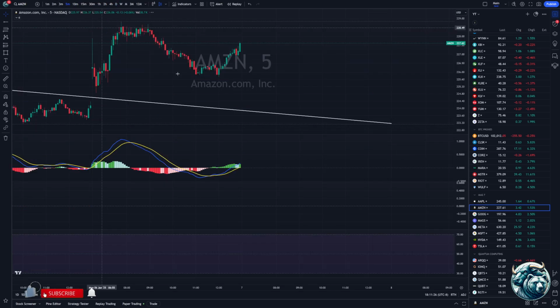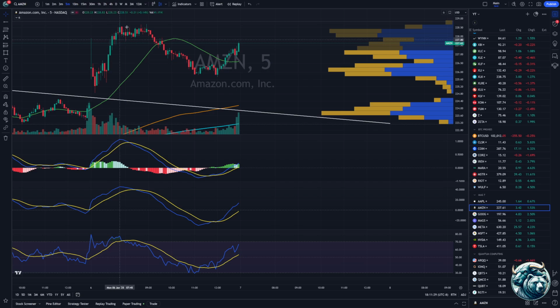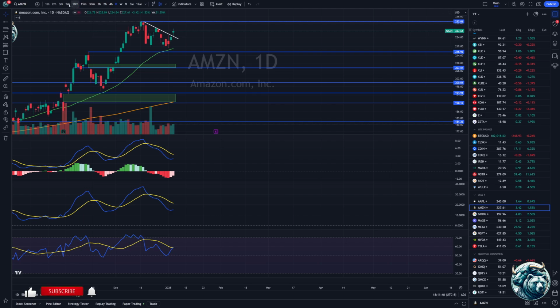Let's go to the 5-minute and take a quick look. You had a push to the upside, went down, and then buyers came back up. You went up all the way to 229 pretty much. And then sellers took control for a little bit, and then buyers closed the day. Now, if you go to the 1 minute, this doesn't look bad. This doesn't look bad at all.